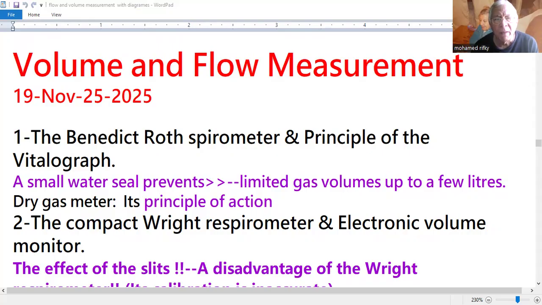You may be asked why there is a small water seal in the Benedict-Cross, of course, to minimize the gas loss. Now we have what we call the dry gas meter. We will be illustrating it in the figures later on. It is the most domestic apparatus.